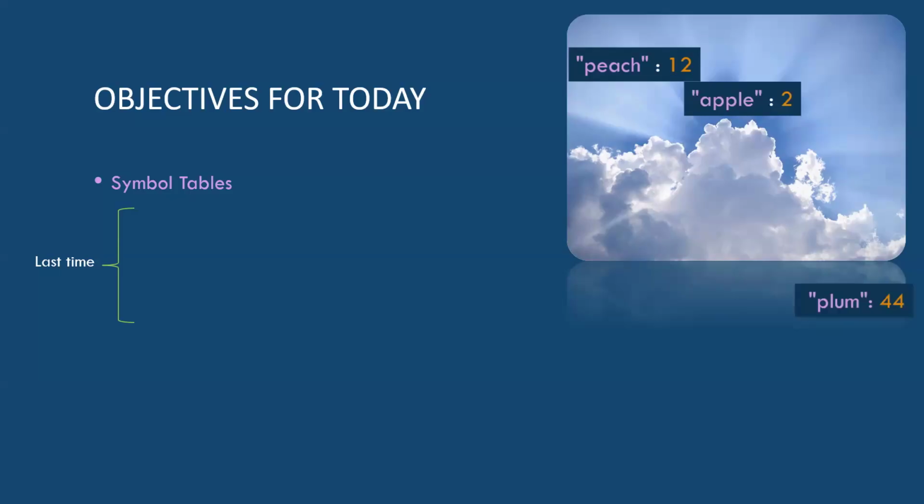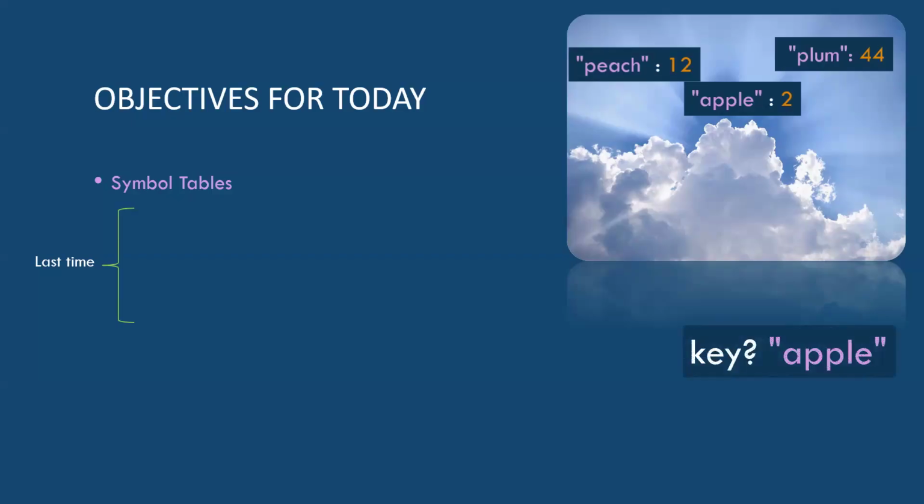The questions we always want to consider are: do we want them to be ordered so we can pull them out in a range? Do we want to have duplicate keys or no duplicate keys? These are all questions we need to be able to answer when we design our symbol tables.